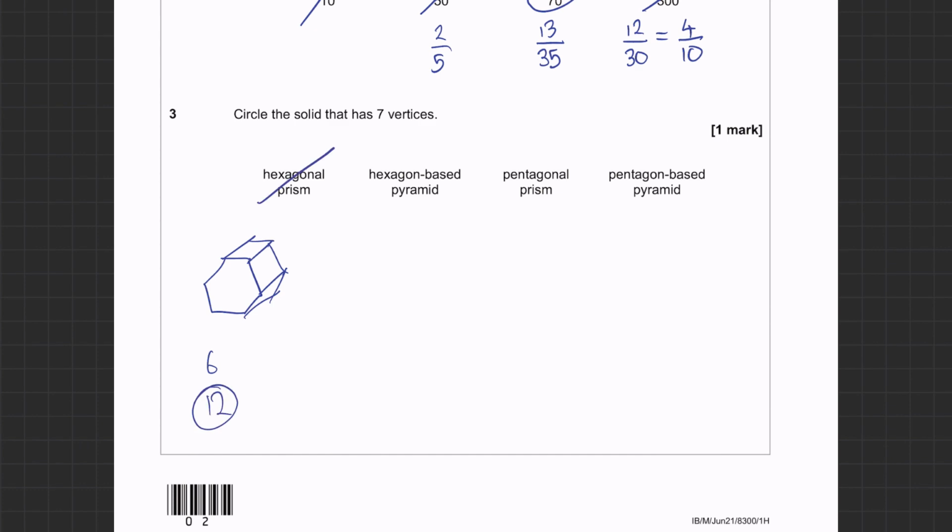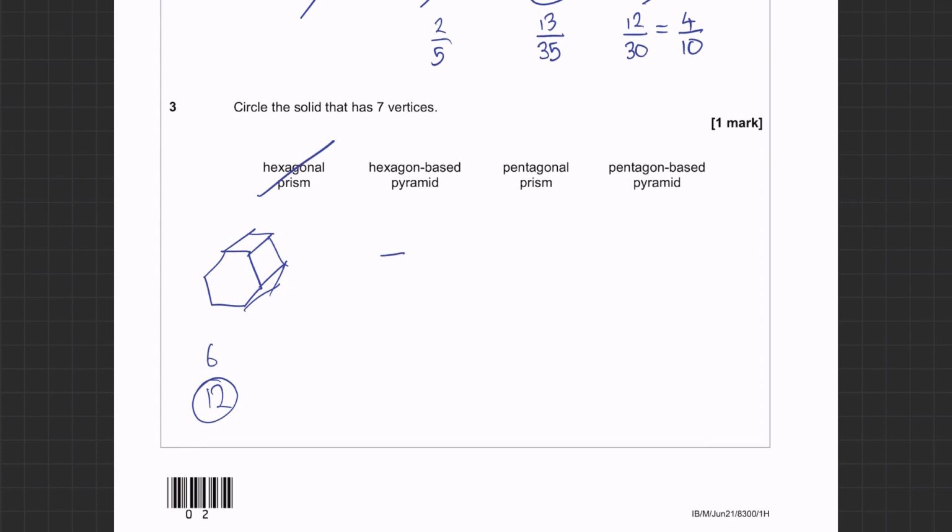Hexagon-based pyramid. Well, if we've got a hexagon here, if it's a pyramid, we're going to look down and all these points are going to go to the top here. So it's actually got 7, because we have 6 vertices on the bottom and 1 at the top. So it must be this one.